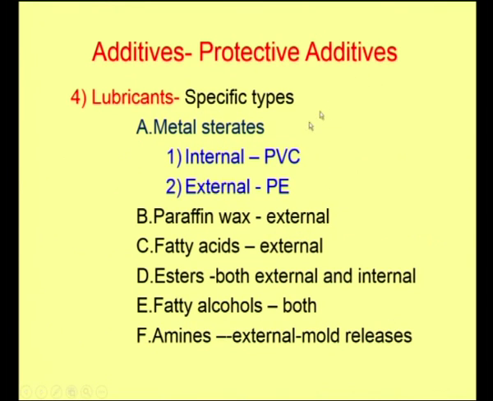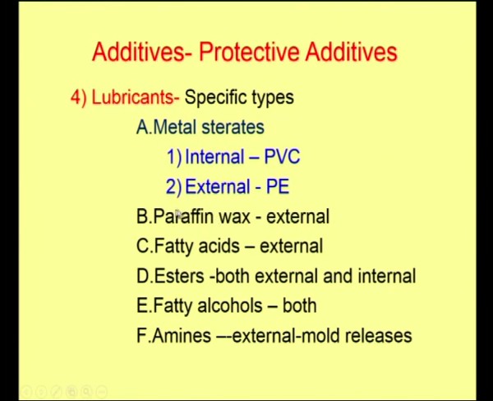Now, looking into the specific types of lubricants, the first one is metal stearates. Metal stearates are added as a lubricant. For internal type, PVC is a good example. For external type, polyethylene is a good example. And then paraffin waxes will act as an external lubricant.